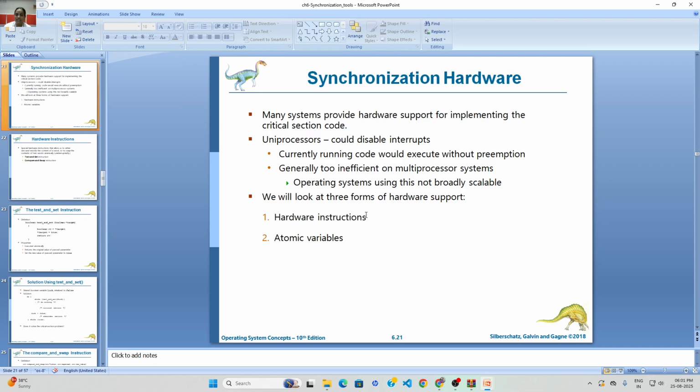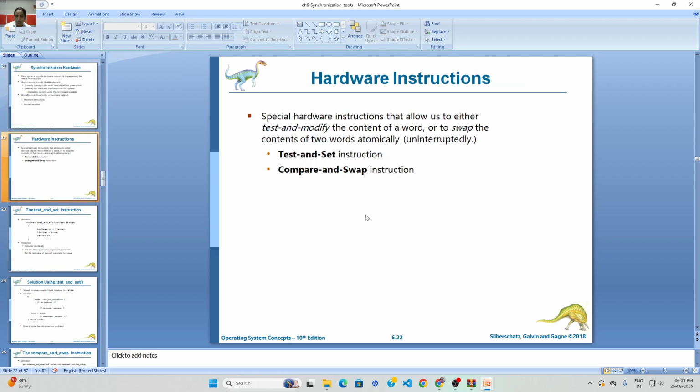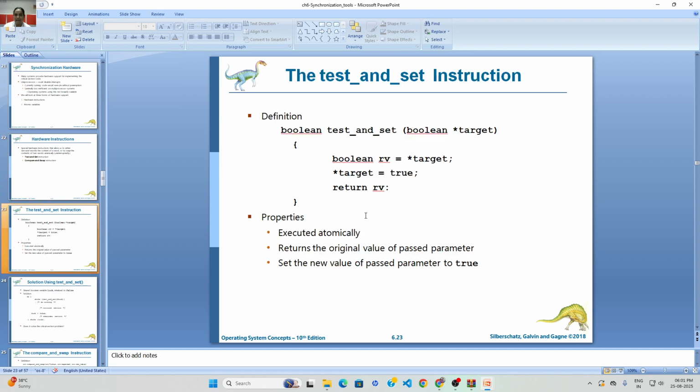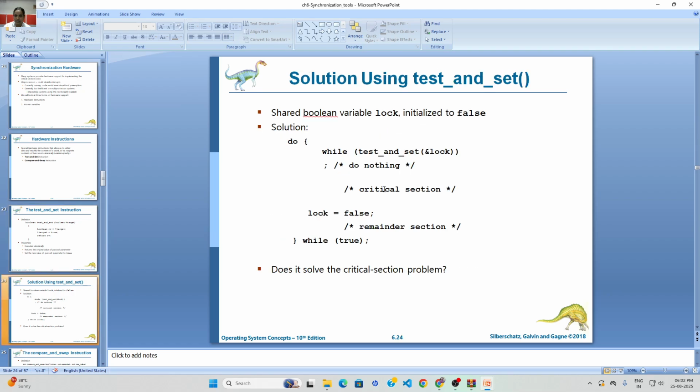Synchronization hardware. Many synchronization hardware tools are used to solve critical section problems. The first is the test and set instruction, and the second is the compare and swap instruction. You first test whether only one process is in the critical section, so the next process enters the remainder section.